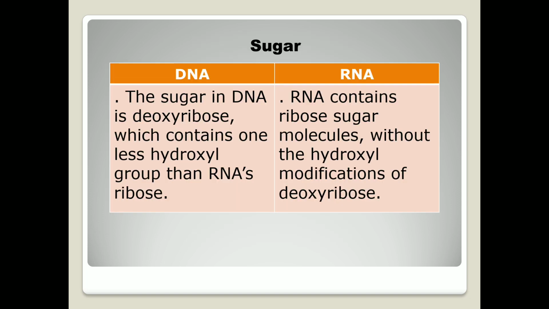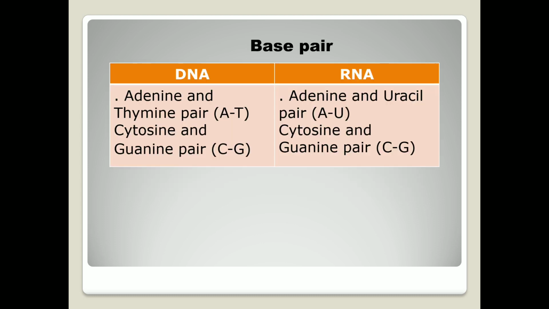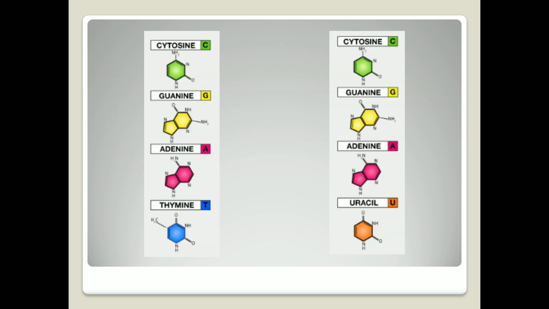The sugar present in DNA is deoxyribose sugar. It contains one less hydroxyl group than RNA's ribose. But RNA contains ribose sugar, without the hydroxyl modification of deoxyribose. Coming to bases, the structure of DNA contains cytosine, guanine, adenine, and thymine. The structure of RNA contains cytosine, guanine, adenine, and uracil.